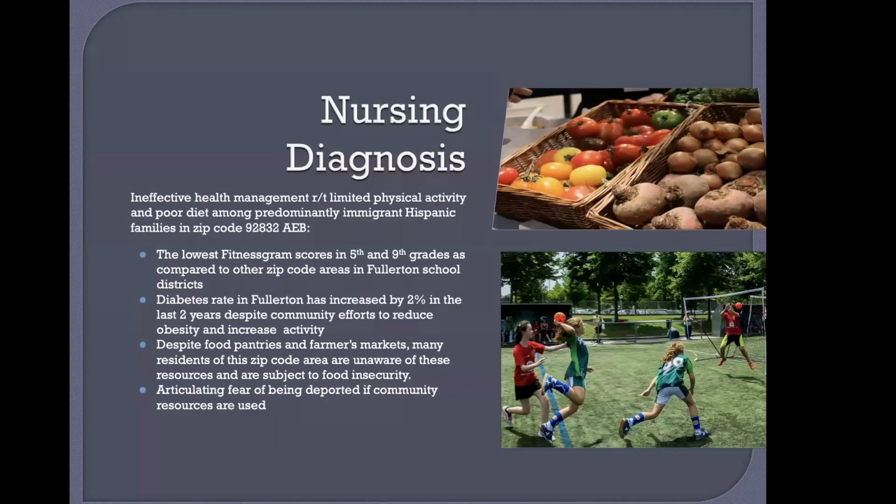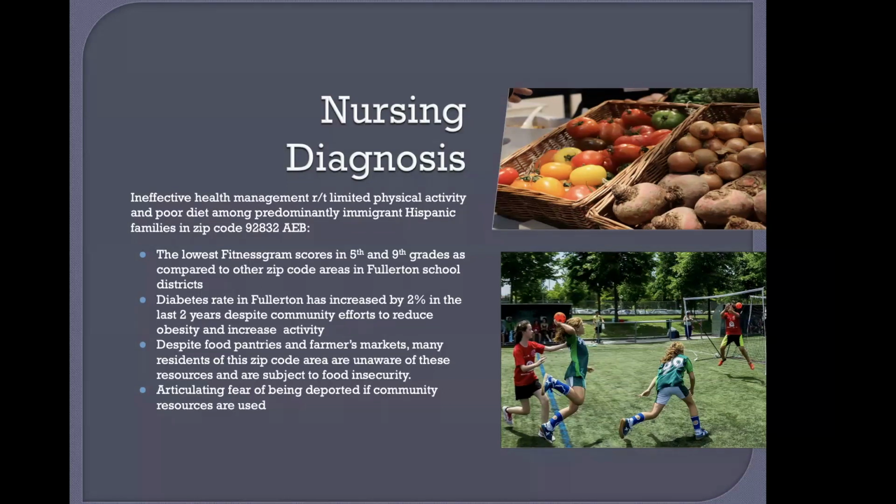Here's another nursing diagnosis. Ineffective health management related to limited physical activity and poor diet among predominantly immigrant Hispanic families in zip code 92832, as evidenced by the lowest fitness gram score in 5th and 9th grades as compared to other zip code areas in Fullerton school districts. And diabetes rate in Fullerton has increased 2% in the last 2 years, so there's the statistics. Despite food pantries and farmers markets, many residents of the zip code area are unaware of these resources and are subject to food insecurity.